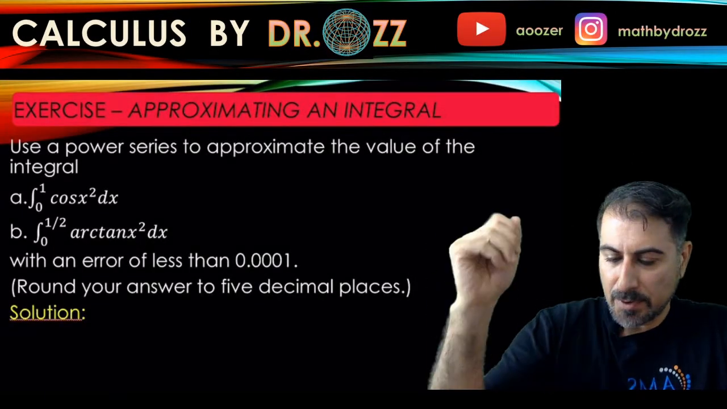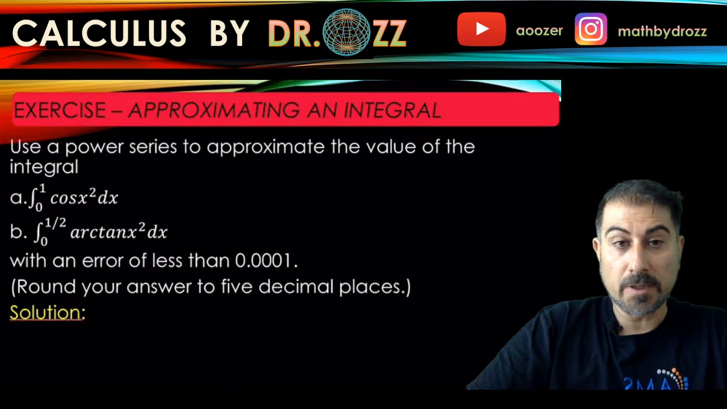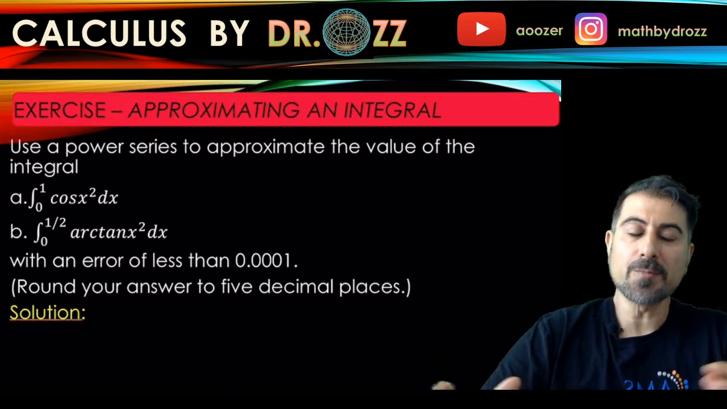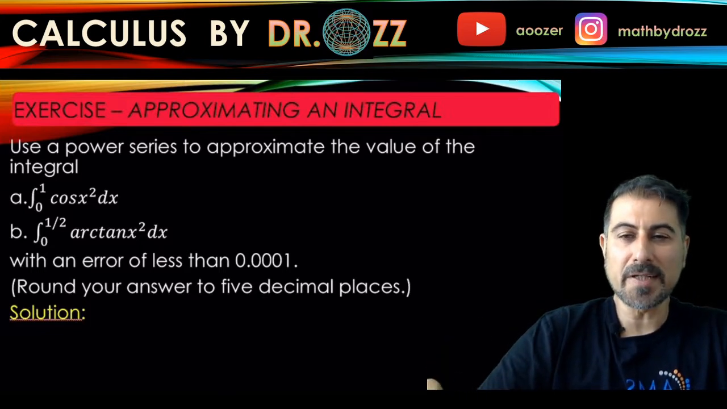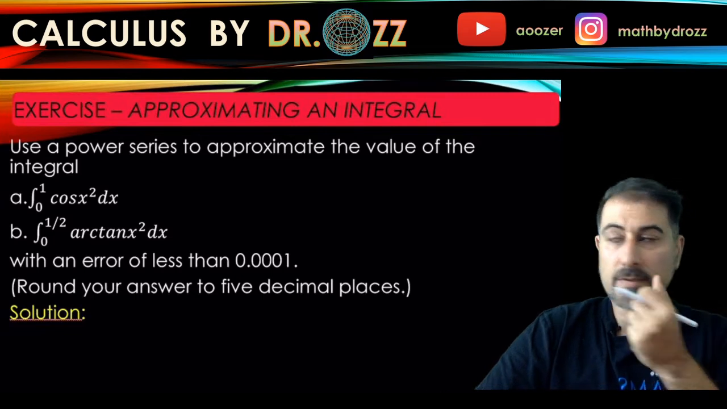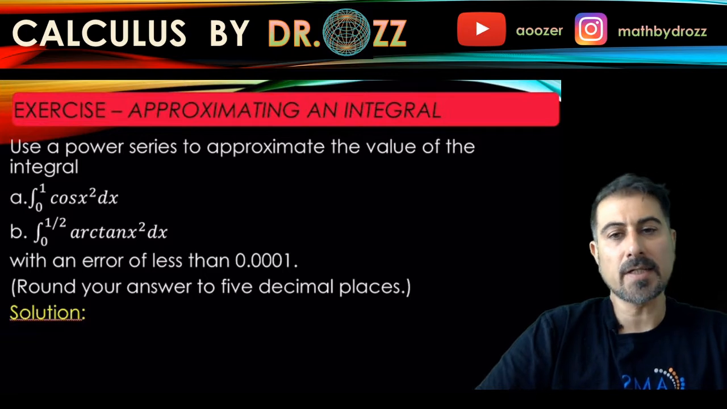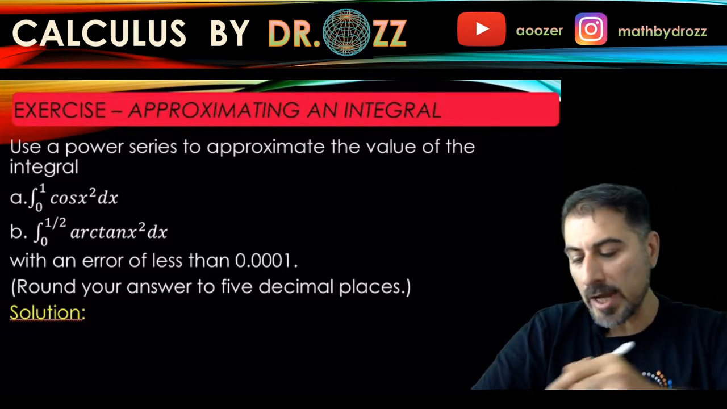In this example, we're going to make use of the known power series to approximate the value of the integral. So we're going to use the power of the power series towards approximating integrals. In part A, we have cosine x squared. Cosine x squared has the same power series representation as cosine x, except you replace x by x squared.